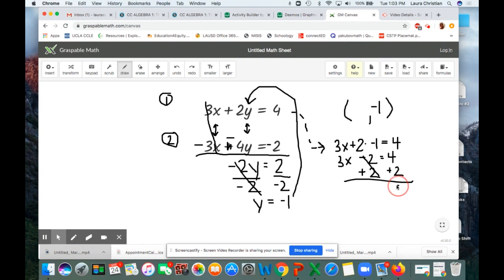So this becomes 6 equals 3x. And then I am going to divide by 3. Divide by 3. And I have x equals 6 divided by 3 is 2. So my x value is 2. So these two lines, they intersect at the point 2, negative 1.